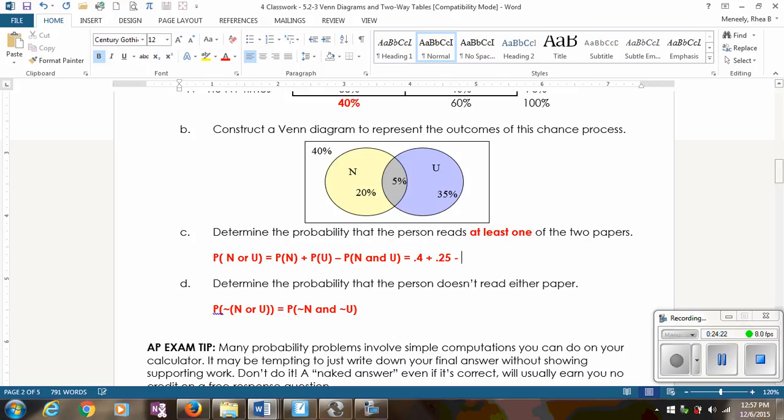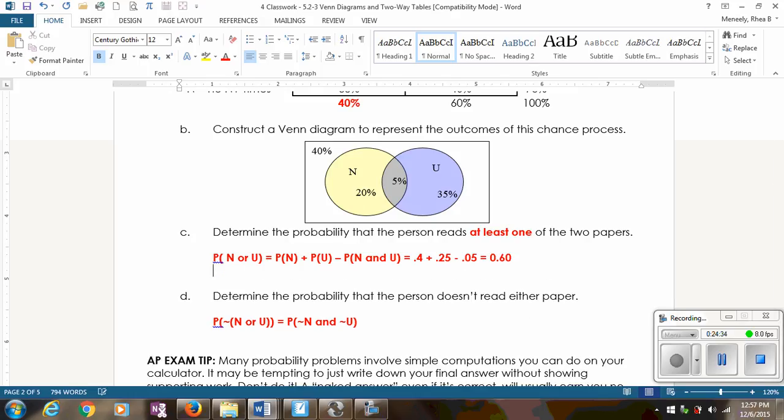And then I have to subtract the 5% overlap. And that's going to give me 60%. If I want to just use the Venn diagram, I can do it, no problem. I'm just going to add up all of the probabilities that represent the union of these two events, which is just going to be adding 20% plus 5% plus 35%. And I should get the same answer.